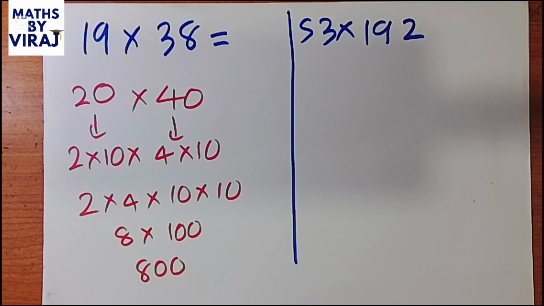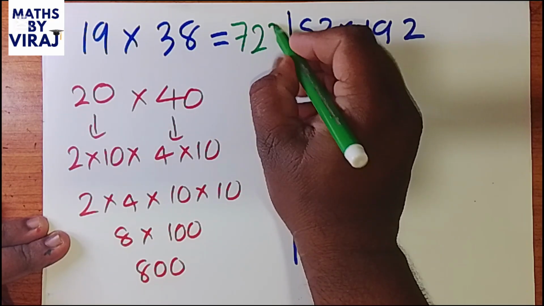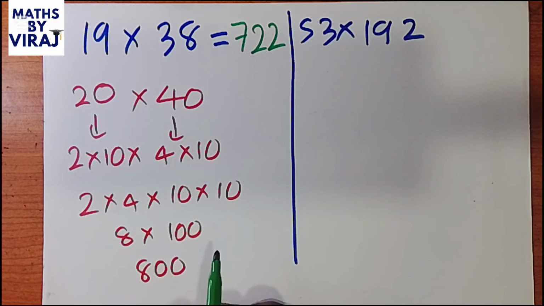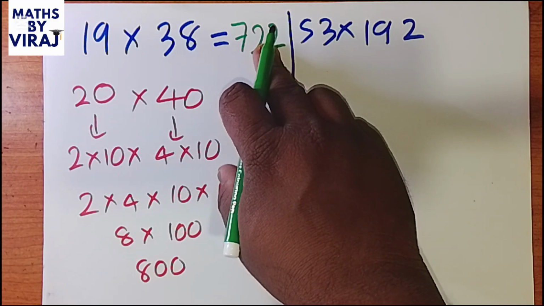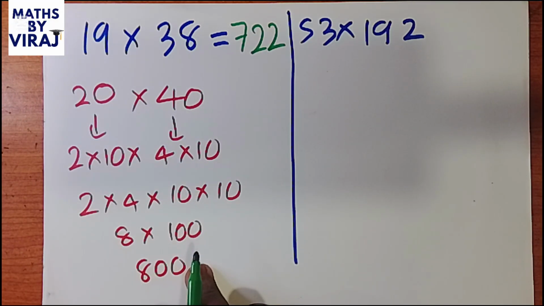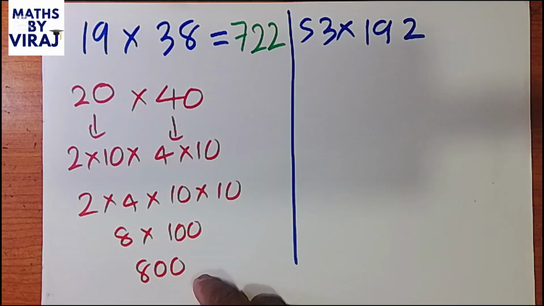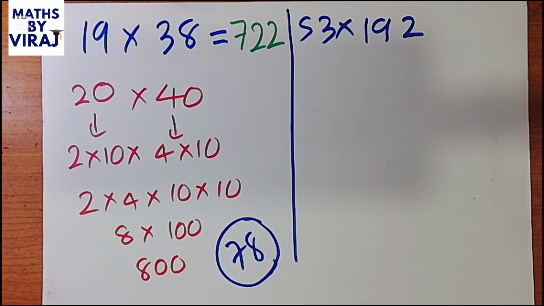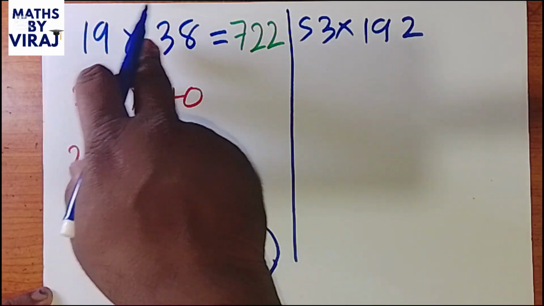But if you look at this closely, there is something else that you should understand. If you really multiply 19 and 38, the answer that you would get is 722. You see that this is an estimation that we have. The difference between the real number and the estimated value is 78. There's a difference of 78 between 800 and 722. This is for two numbers, 19 and 38.